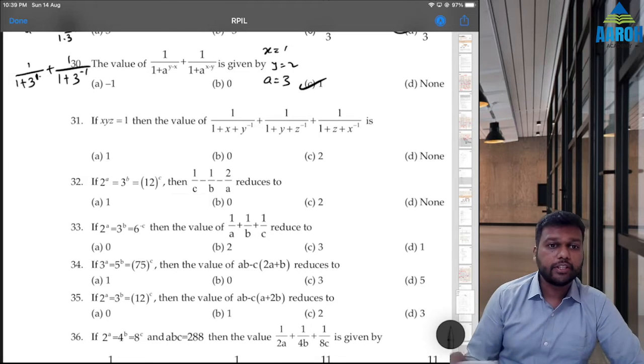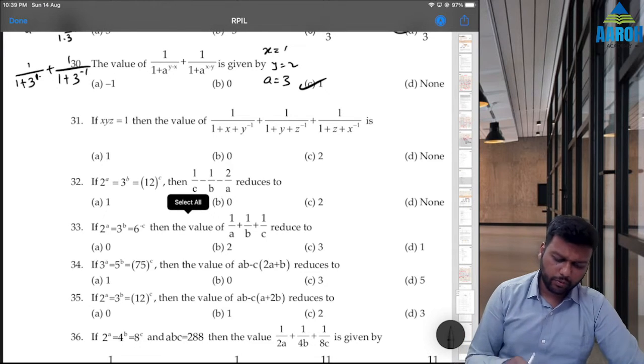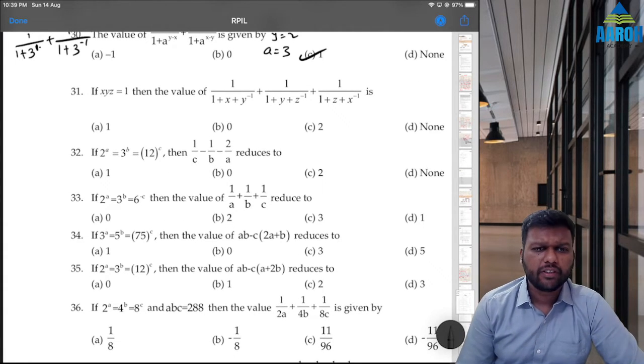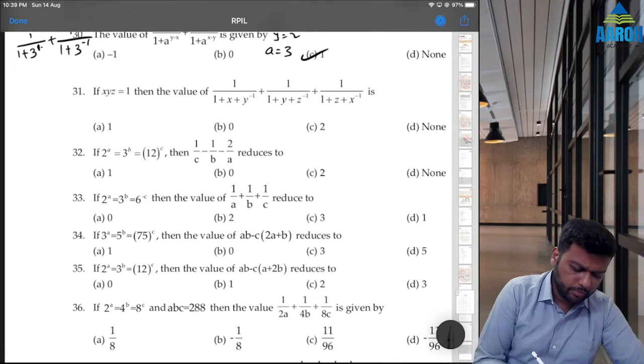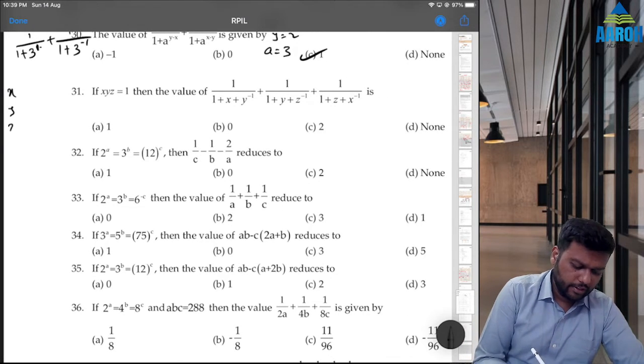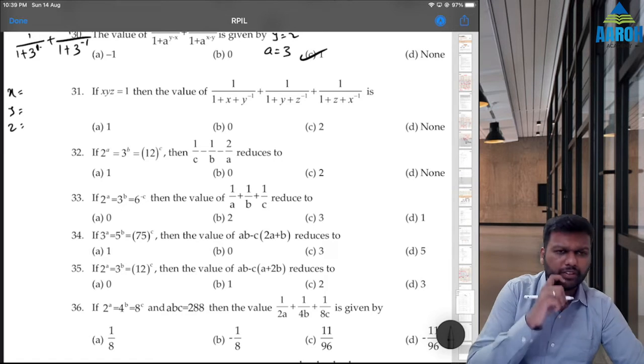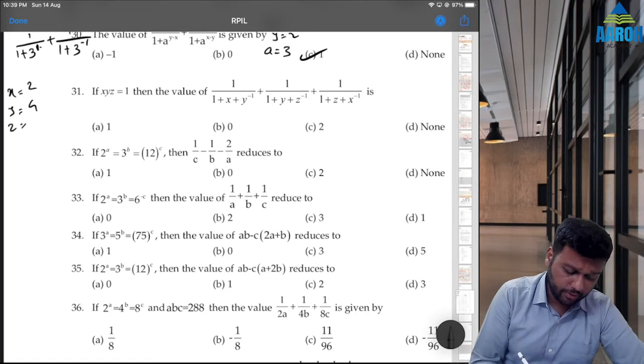So next is question 31. If xyz is equal to 1, then what is the value of this? Now again, if you go to solve, it is very complicated. Assume x, y, z. Let's say x is 2, y is 4. I'm assuming any numbers, you can take any numbers that you want.